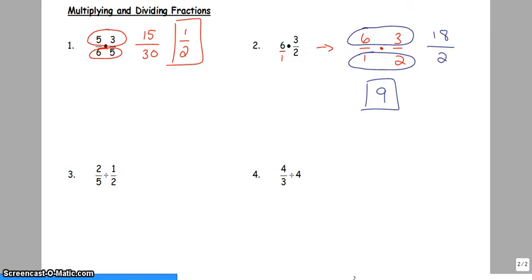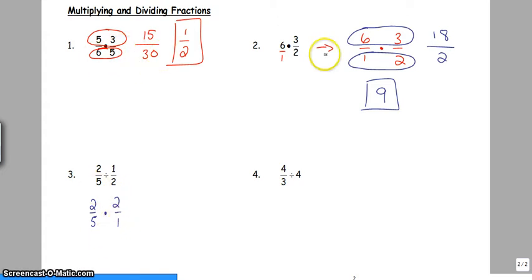Division is slightly different. It's going to wind up working exactly like multiplication, but there's a first step that we have to do. If I see a division symbol, remember we always want to change that to multiplication. Keep the first fraction exactly as it is every time. Never change the first fraction. It's keep, change, and flip your second fraction. So my second fraction is 1 over 2. I'm going to flip it to 2 over 1.